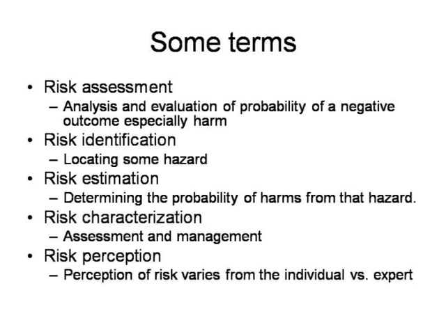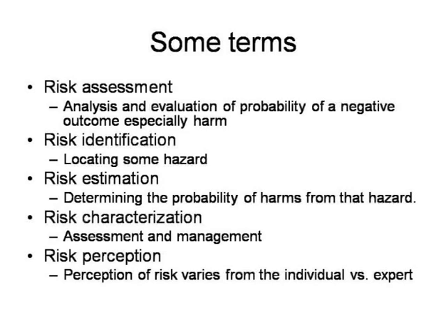Now there are certain terms that are used in risk when you talk about clinical topics. One is risk assessment, that is, we analyze and evaluate the probability of a negative outcome, especially the harm that can occur. Then you have risk identification, where you locate a hazard that may happen because of an intervention. And there is risk estimation, which determines the probability of harm from the hazard. And you characterize the risk by assessing the management. Then you have risk perception, how people perceive what is risky to them.